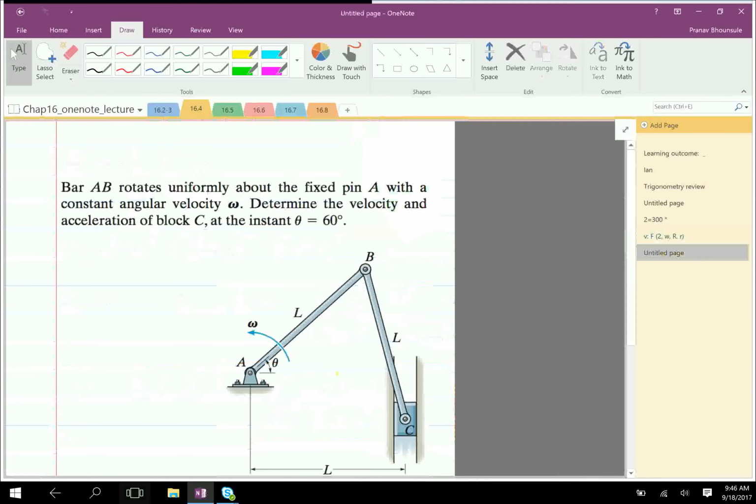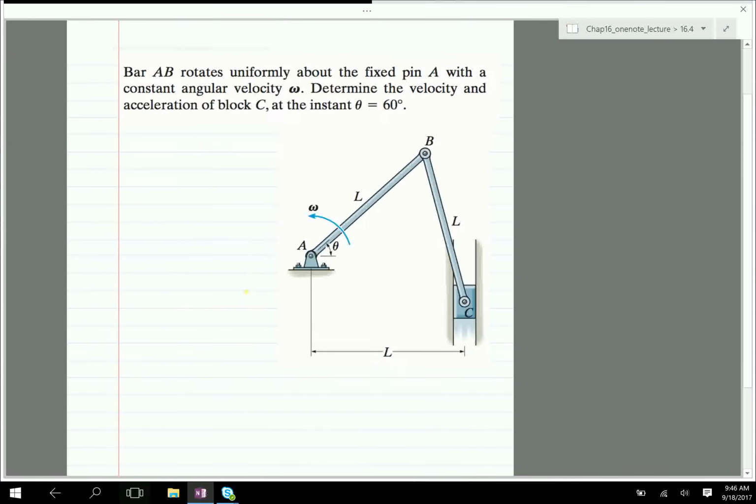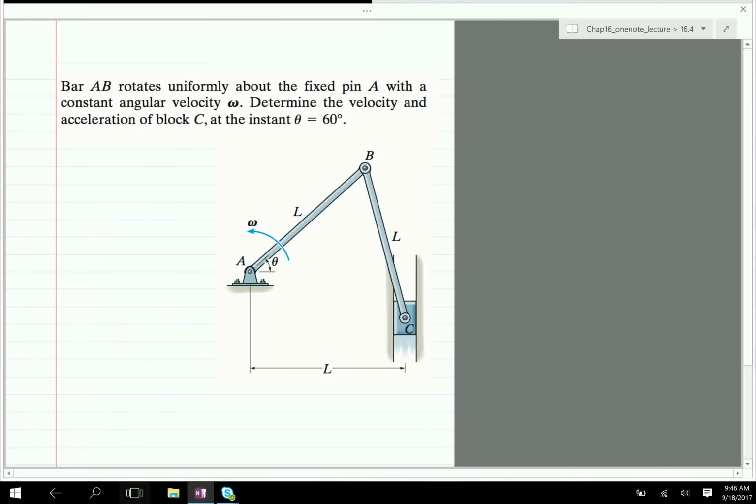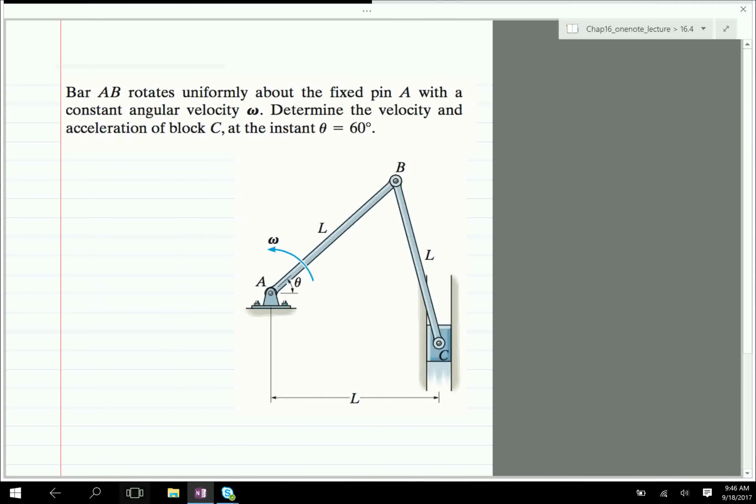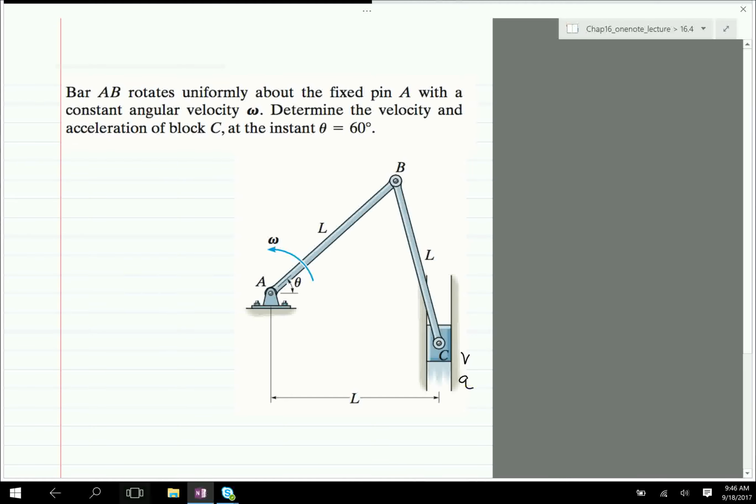Okay, final problem for today. I may not have time to finish this, but let's try. So bar AB rotates uniformly about a fixed point A with a constant angular speed. Omega is given. Determine the velocity and acceleration of block C. So we need to find the velocity and acceleration of C at the instant when theta is 60 degrees.